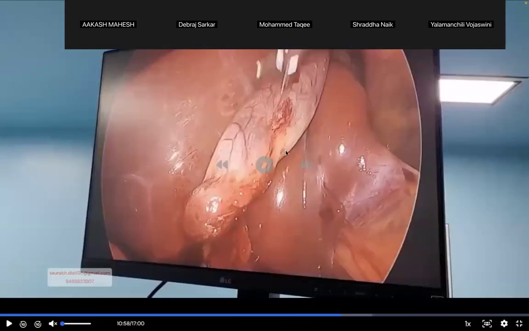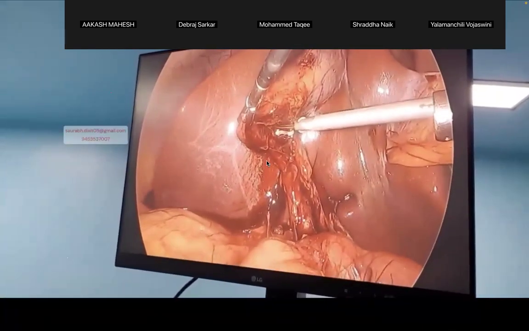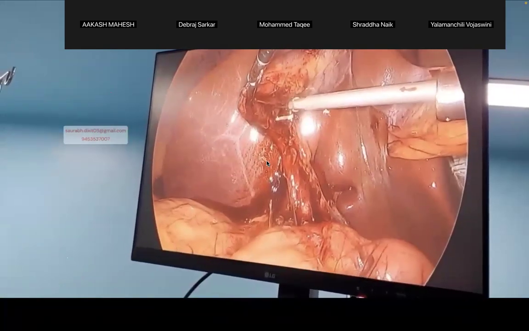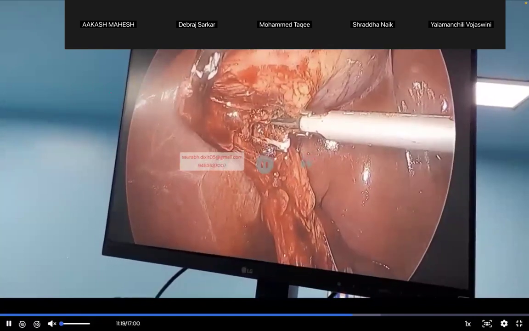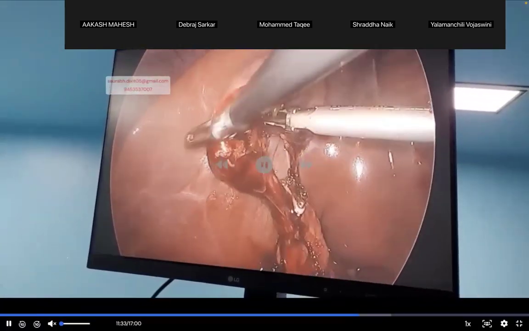So the cost of one Hem-o-lok will cover 3 sets of maybe the ligaclips also. So I'm dividing with the harmonic. You can see even if you use plain harmonic on the cystic duct, it's not a problem. So I've given a chance to one of my residents to do this. That is why, this is a residency video.